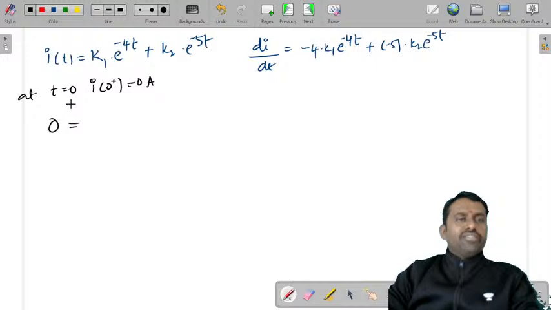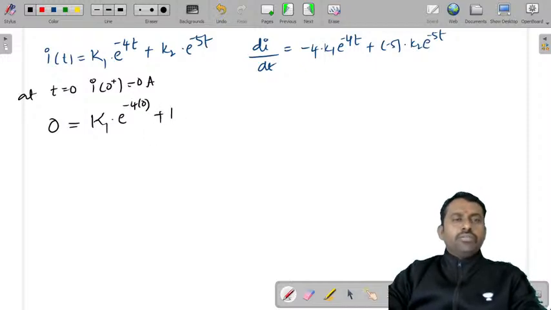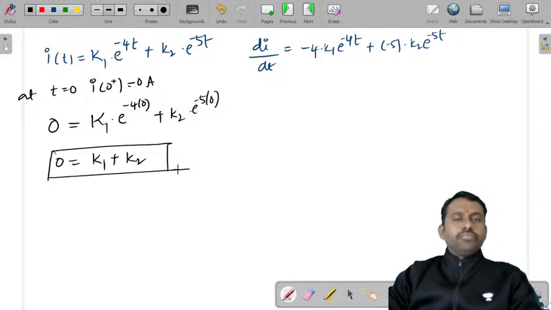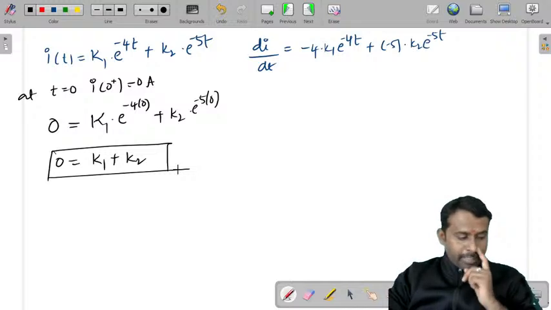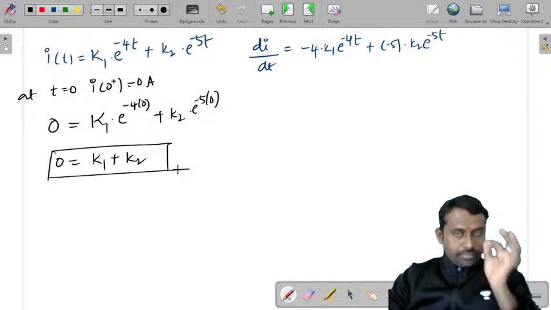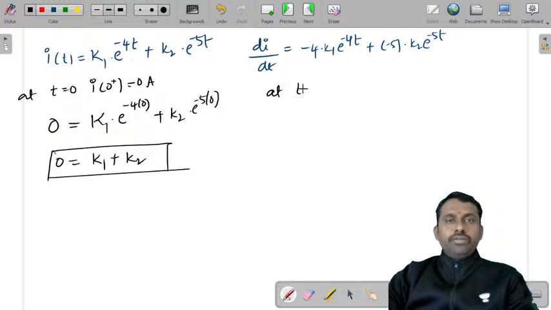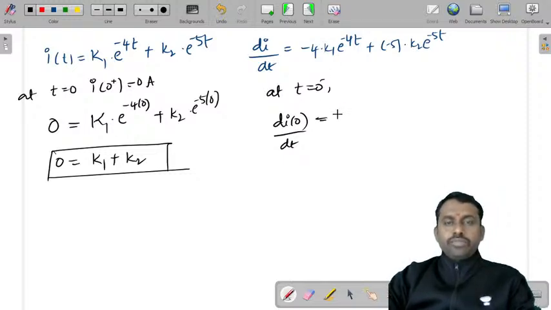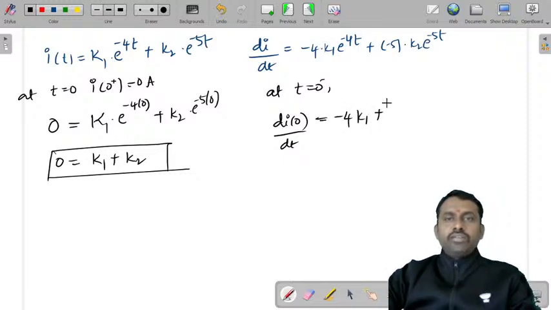Now if you substitute t, I of t is 0, k1 into e power minus 4 into 0 plus k2 into e power minus 5 into 0. So you will get 0 is equal to k1 plus k2. Now at t is equal to 0, let us try to find di of 0 by dt. That is, if you substitute t is equal to 0, this is minus 4 k1 minus 5 k2.